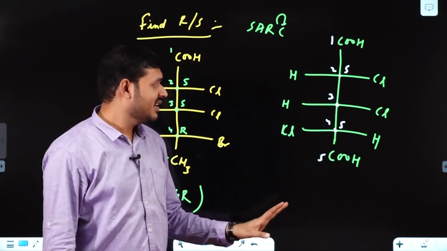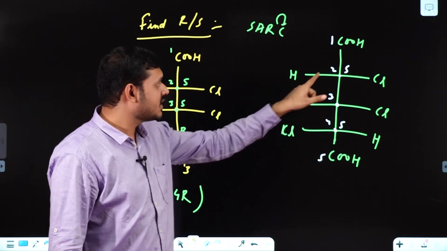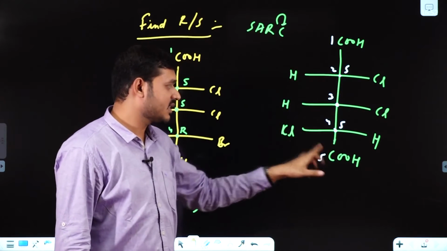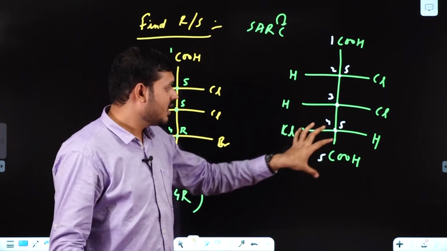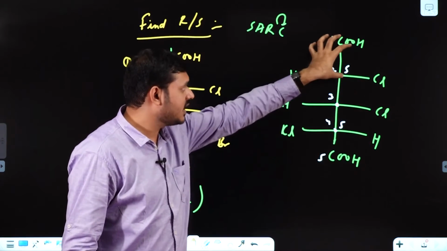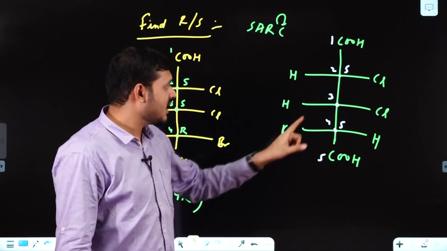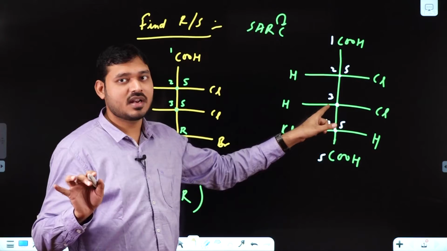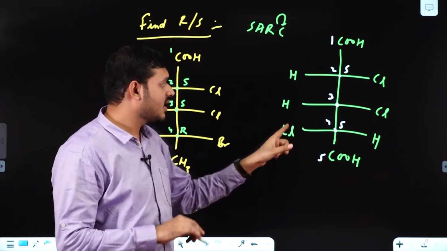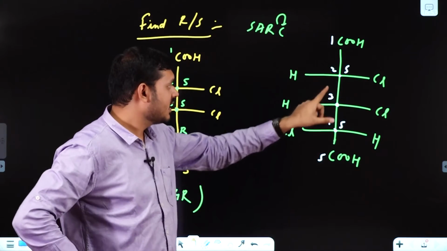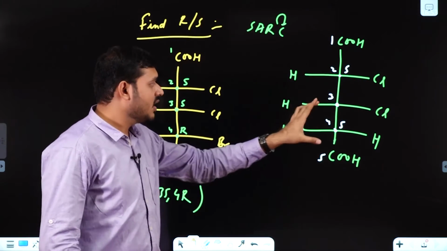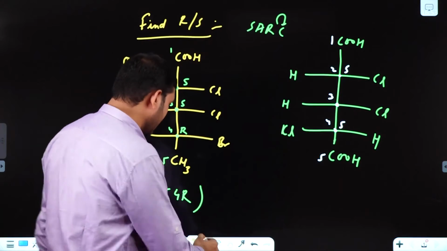Simply you can see that in this question, second carbon is having configuration S, fourth is also having S configuration, and at the same time this entire portion and this entire portion is same. So we can say that in this question third carbon is not chiral. Okay, means here the chiral centers in this particular case are second and fourth. Clear? Now let me draw one of the isomers.